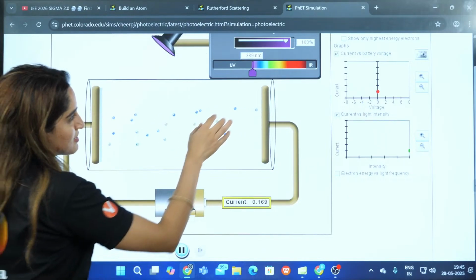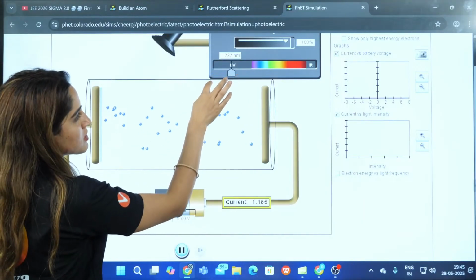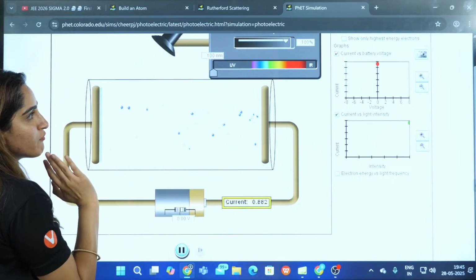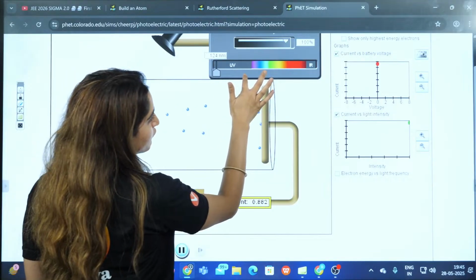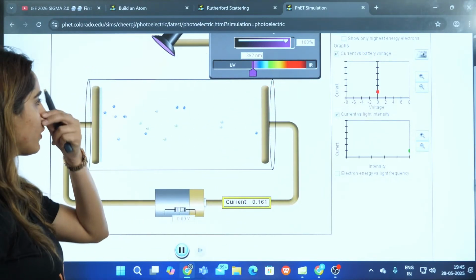Lambda, you will keep it as less only. If I keep it in the UV region, it will be very fast. Very, very fast, you can see. If I keep it in the visible region, this much lambda, right? So here what will happen?